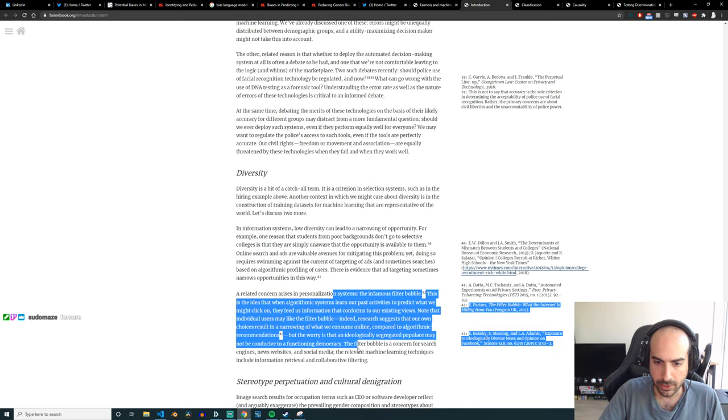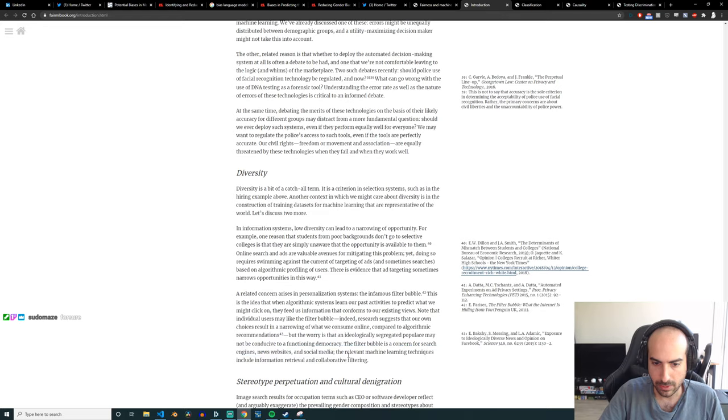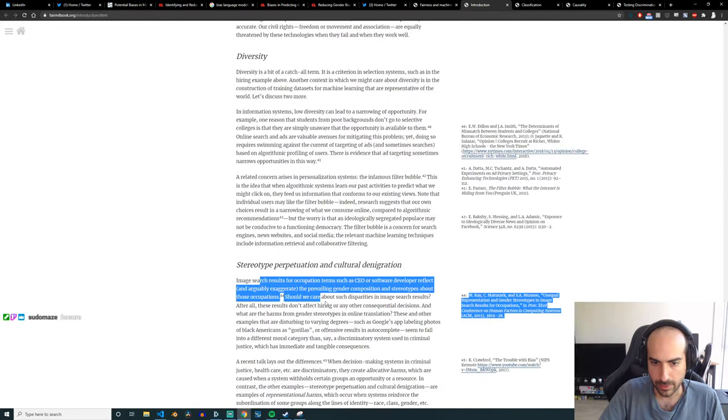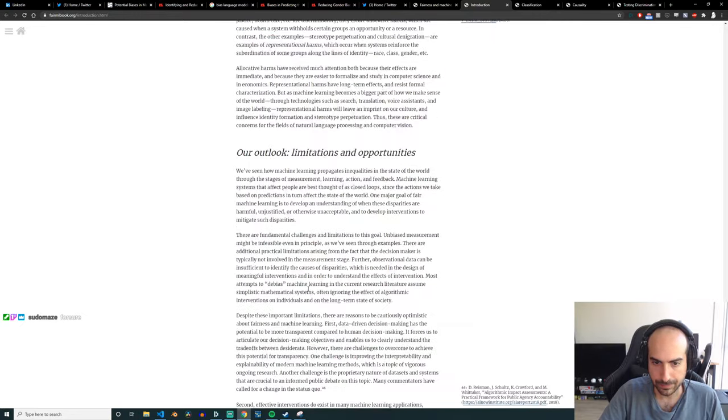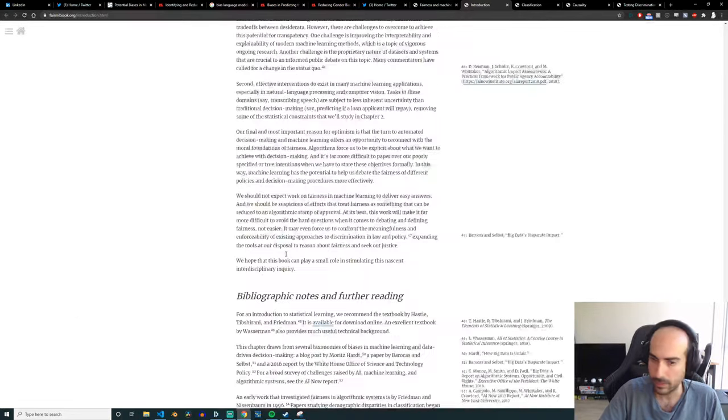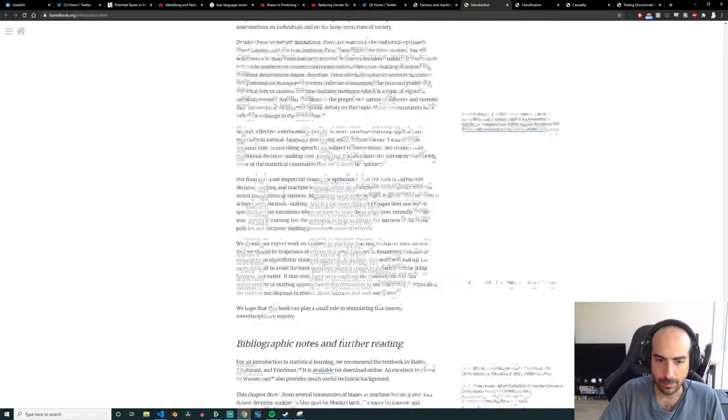But the worry is that an ideologically segregated populace may not be conducive to the function of democracy. Stereotype perpetuation. Okay.